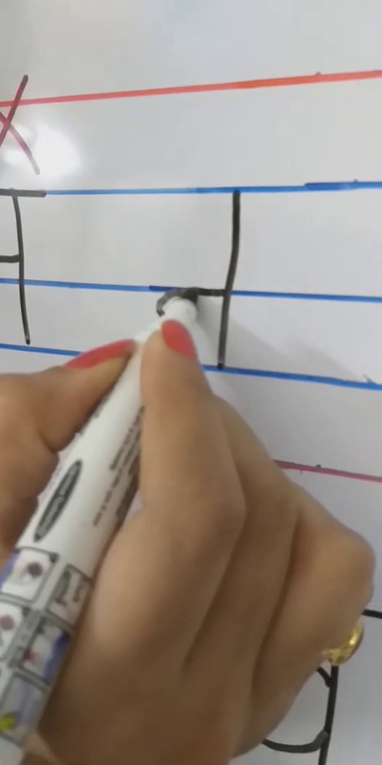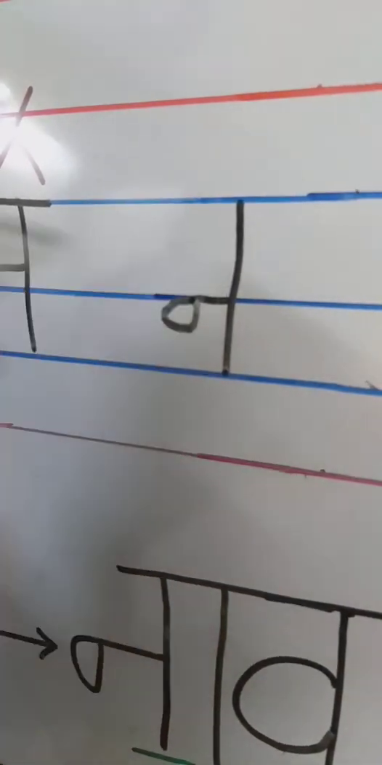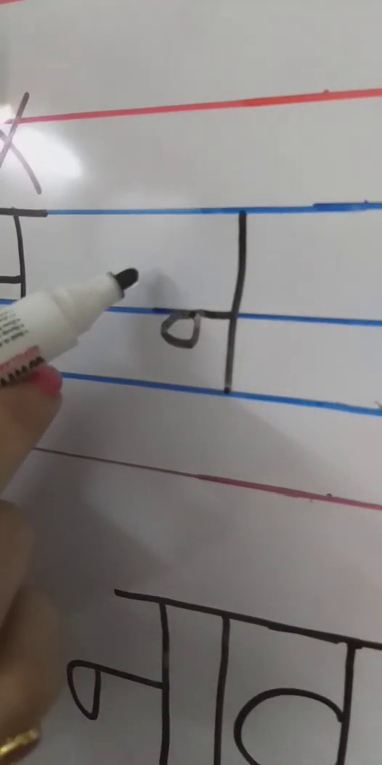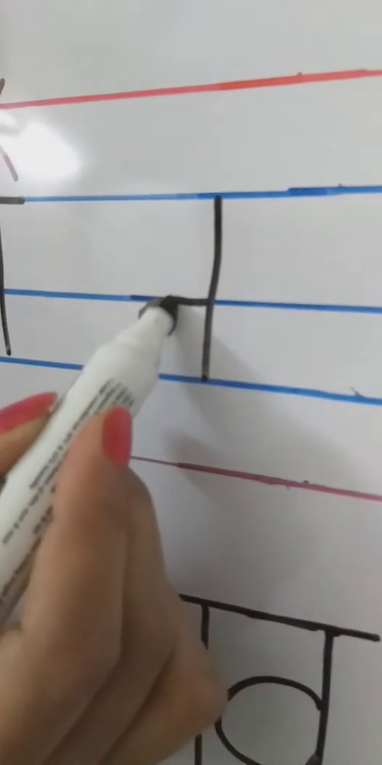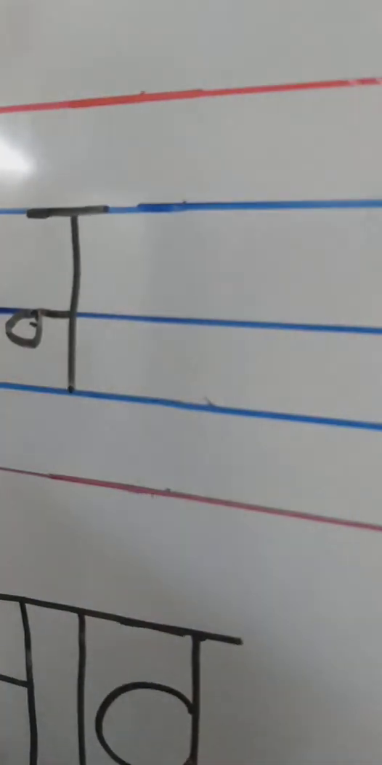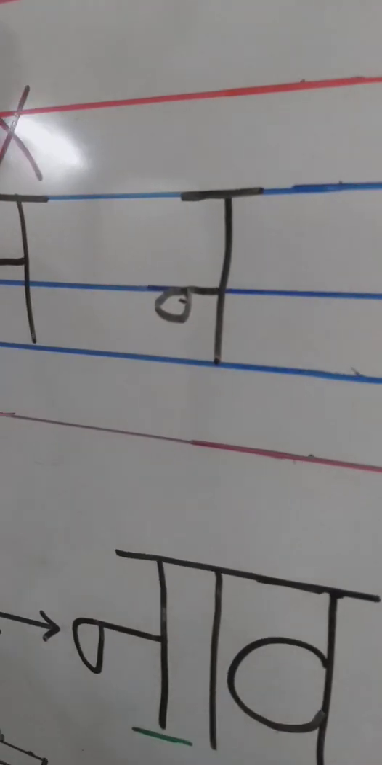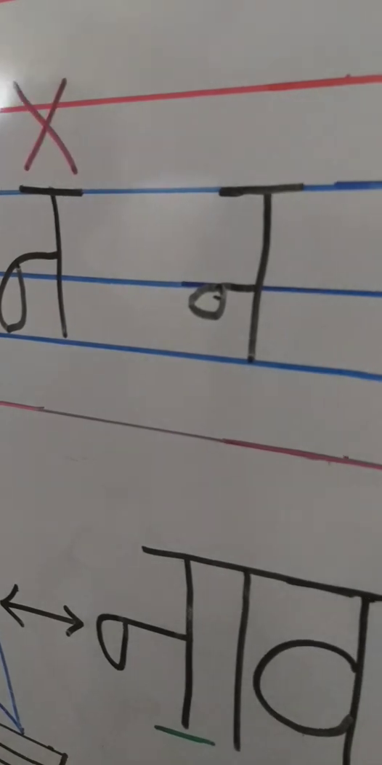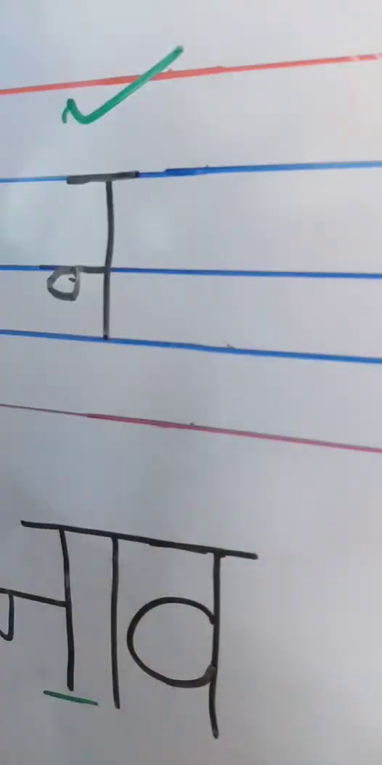Papa stand from the first to third blue line straight, then stop. Put your pencil on the second blue line, baby sleep and make a small circle and then stop on the second blue line. It will not come above the second blue line. It will touch the second blue line only and then baby sleep. It's a correct formation.